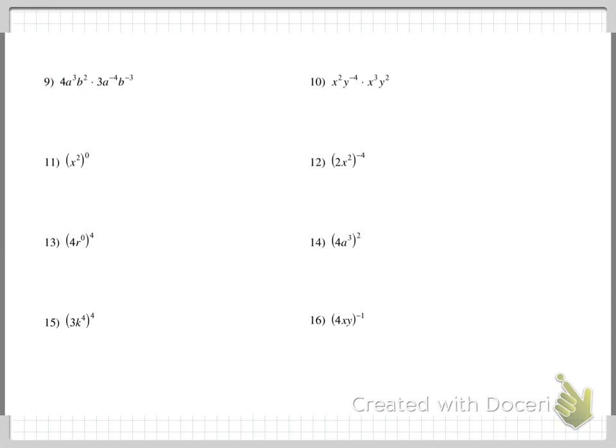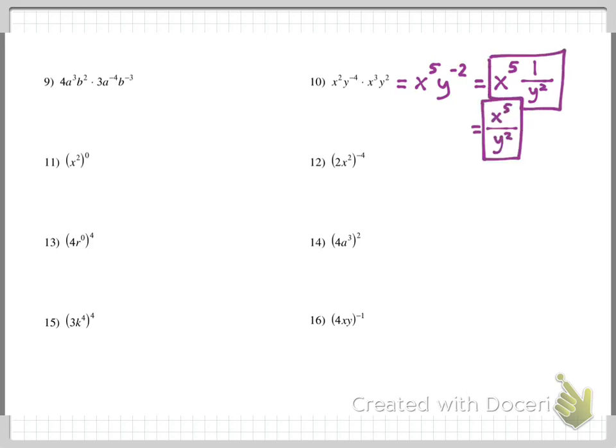All right, let's come on down here. Next, we're going to do number 10. Notice that when we multiply it together, the exponents get added, and you have x to the 5th, y to the negative 2nd, but we don't want to leave it like that. We want to put the y in the denominator. So you can either write it like this, x to the 5th, times 1 over y squared, or even better, x to the 5th over y squared. Either of those is acceptable again.